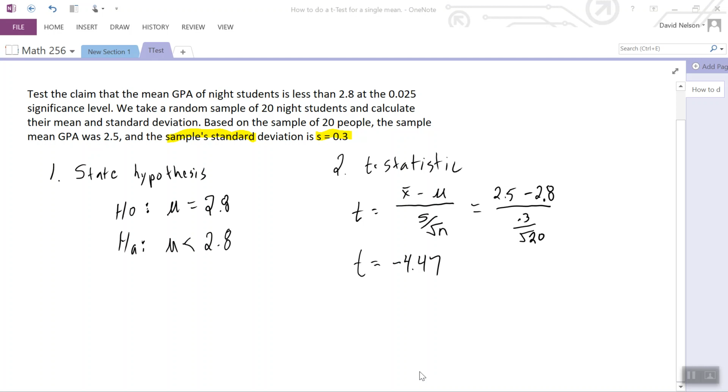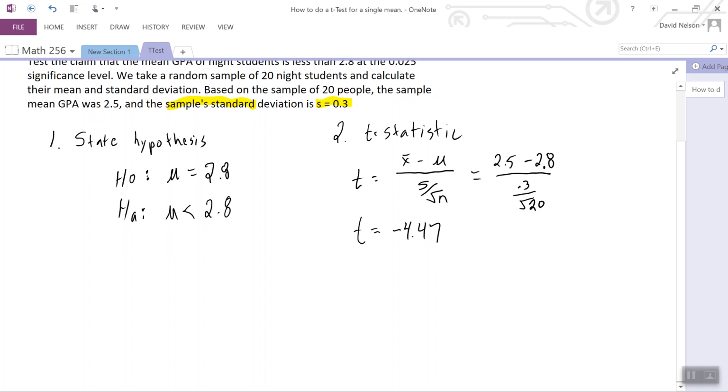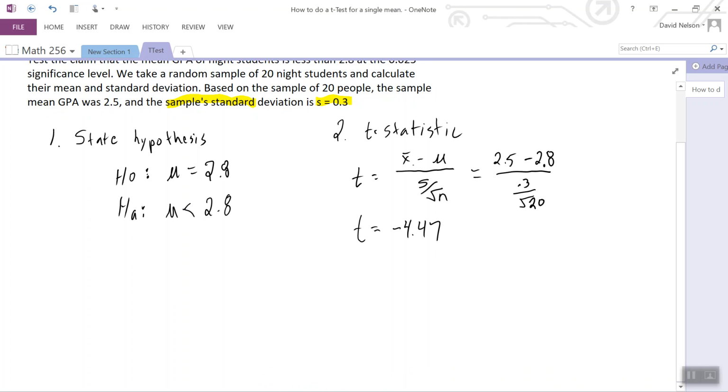All right, so step 1 was to state our hypothesis on this t-test. Step 2 was to calculate the t-statistic, which is x bar minus mu over s over the square root of n. And when we do that on our calculator, we should come up with negative 4.47. Step 3 is to find the p-value.